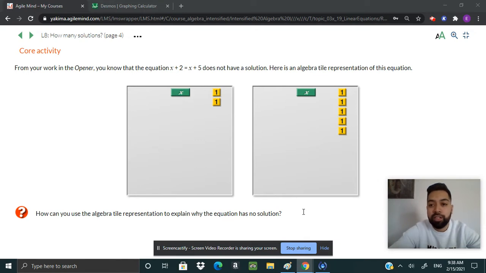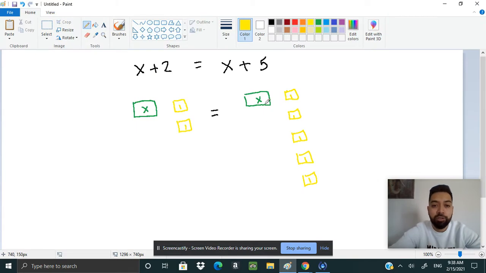And so here's an algebraic tile representation of this equation. We're going to use this to try to figure out why there's no solution to this, and hopefully it gives you a good visual. So let's hop over here. I wrote it down for you guys. Here's the x + 2 side. There's the x with 2 tiles, and then here's the x with 5 tiles.